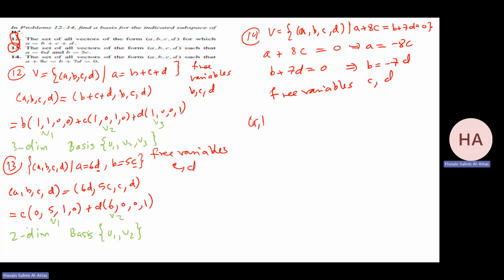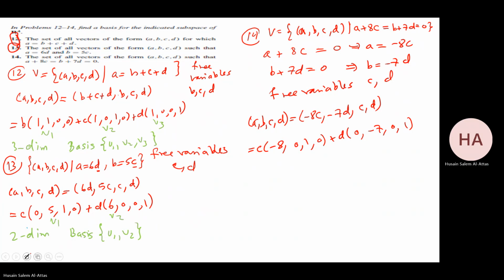Okay, so the element, as I said before, sometimes you can write it equal to T, or you cannot, it's up to you. You can do it right away. Minus 8C minus 7D, C, D. Take C, minus 8, 0, 1, 0. Take D, I have what? Yeah, I have 0, minus 7, 0, 1. Correct? Minus 8, 0, 1, 0. 0, minus 7, 0, 1.